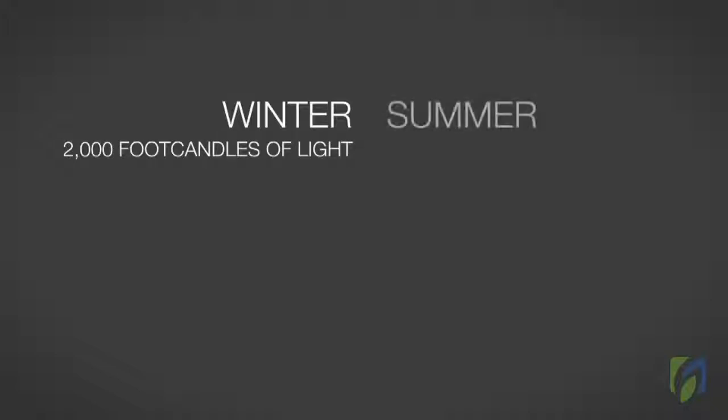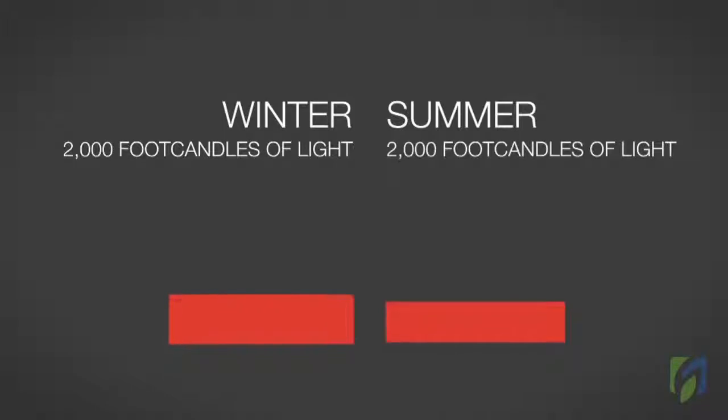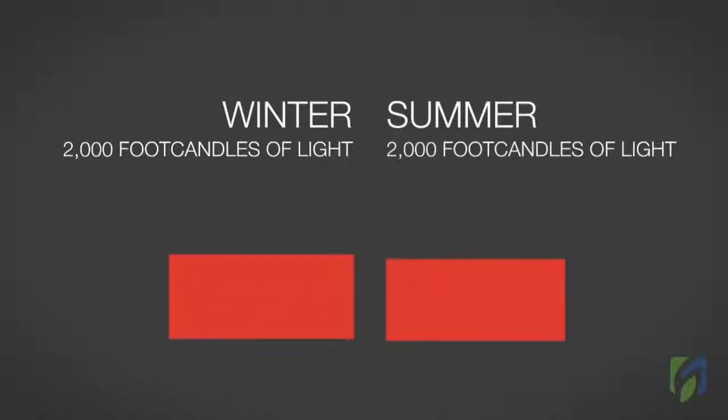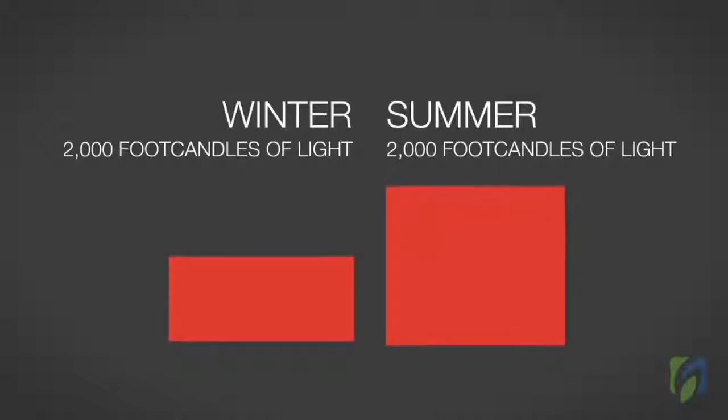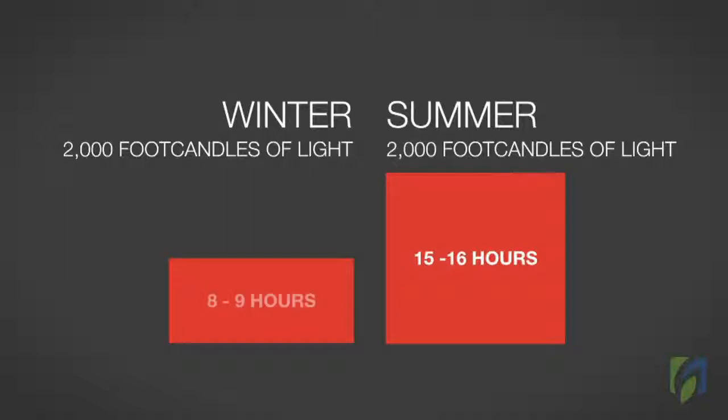For example, in the northern hemisphere, if a crop receives 2,000 foot candles of light during the winter and 2,000 foot candles of light during the summer, the total amount of light, or DLI, received by the summer crop is considerably higher than the winter crop. The reason is the summer crop receives 15 to 16 hours of sunlight, while the winter crop receives only 8 to 9 hours.